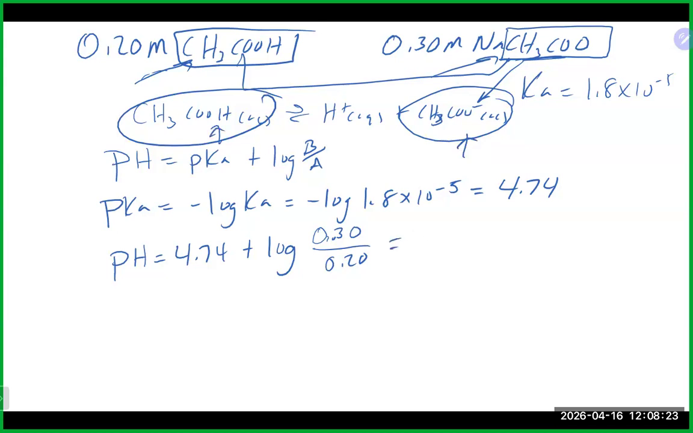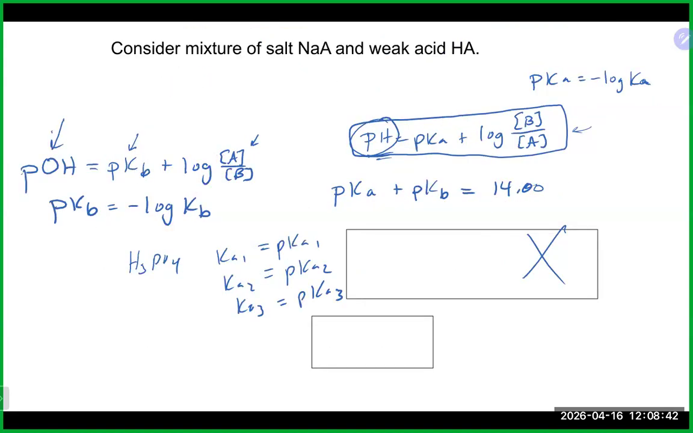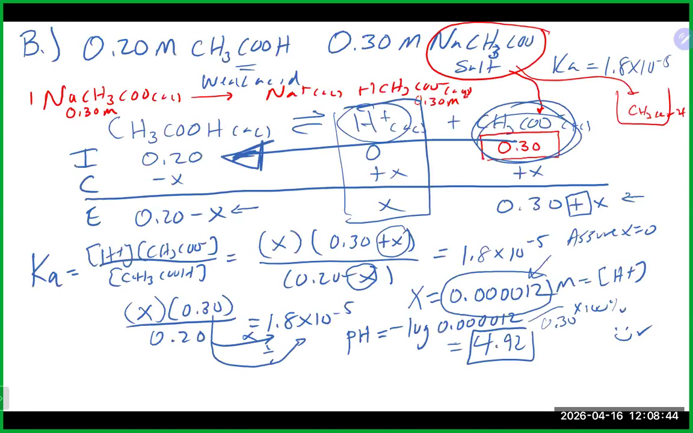All right, so we pop that in there. We do a little math here on our calculator. A little log action, a little adding of 4.74. It's going to get us 4.92. Dare I say that looks like a familiar number, because I feel like I saw that right about here with my ice table, 4.92. Yes.